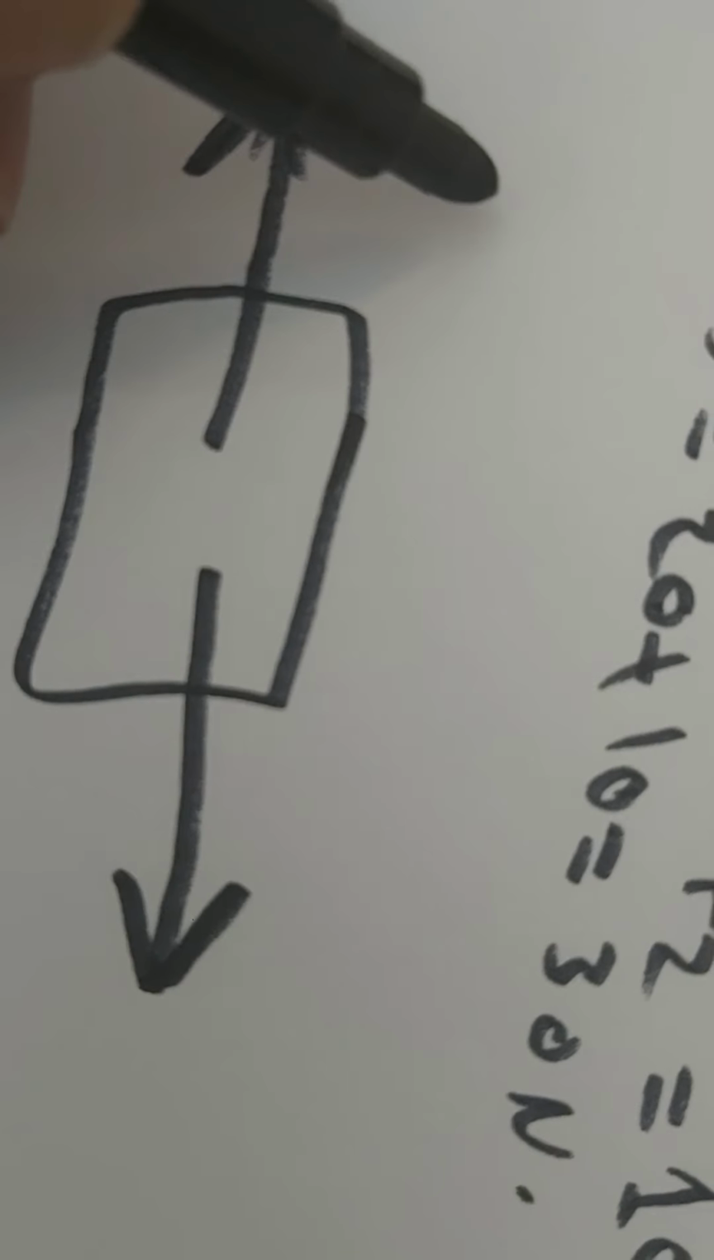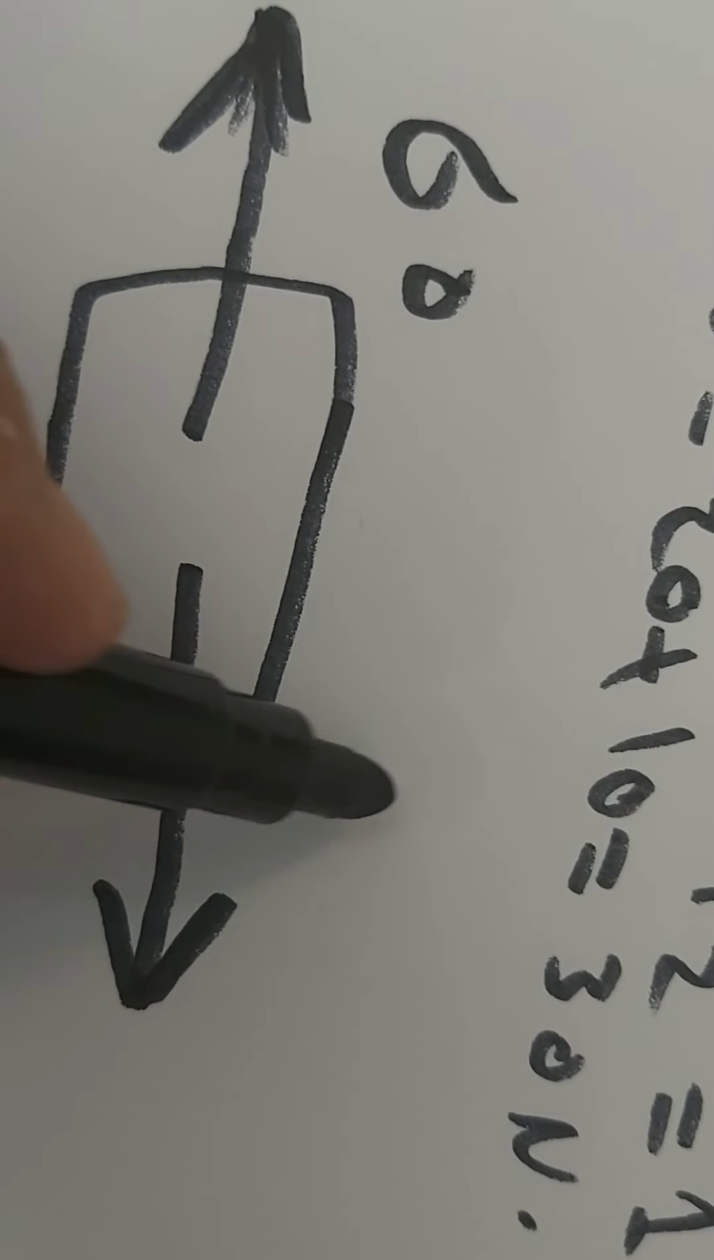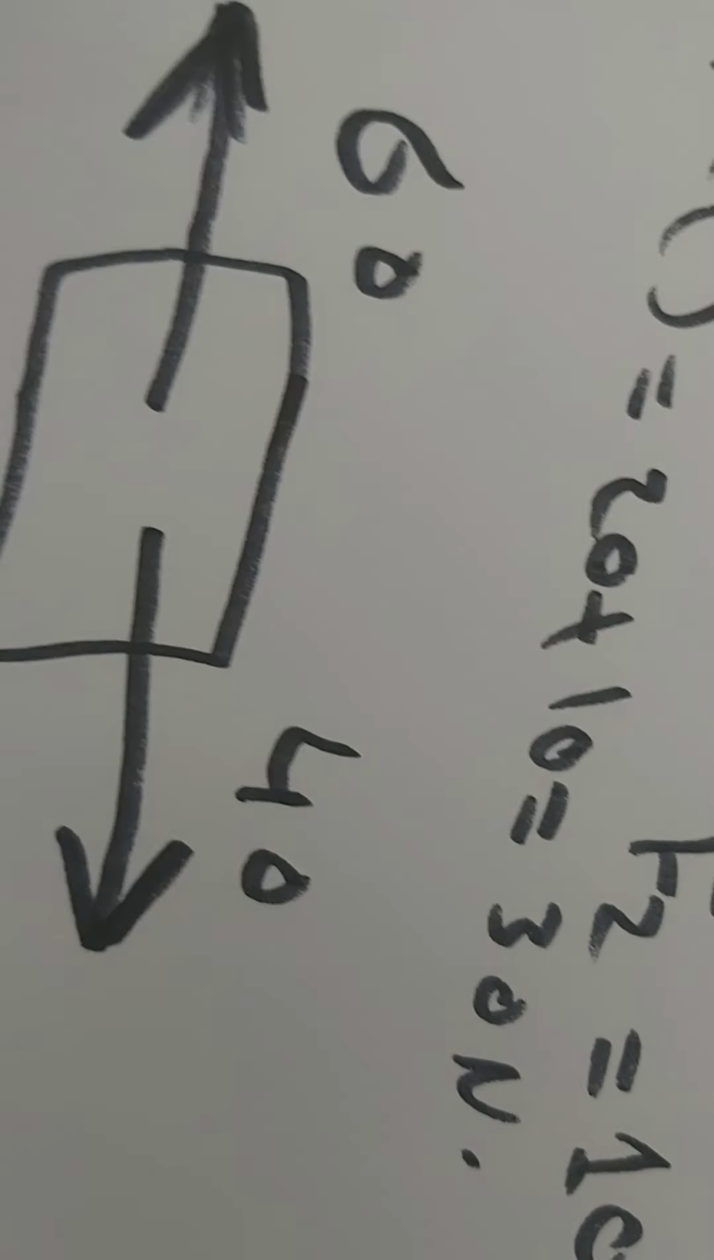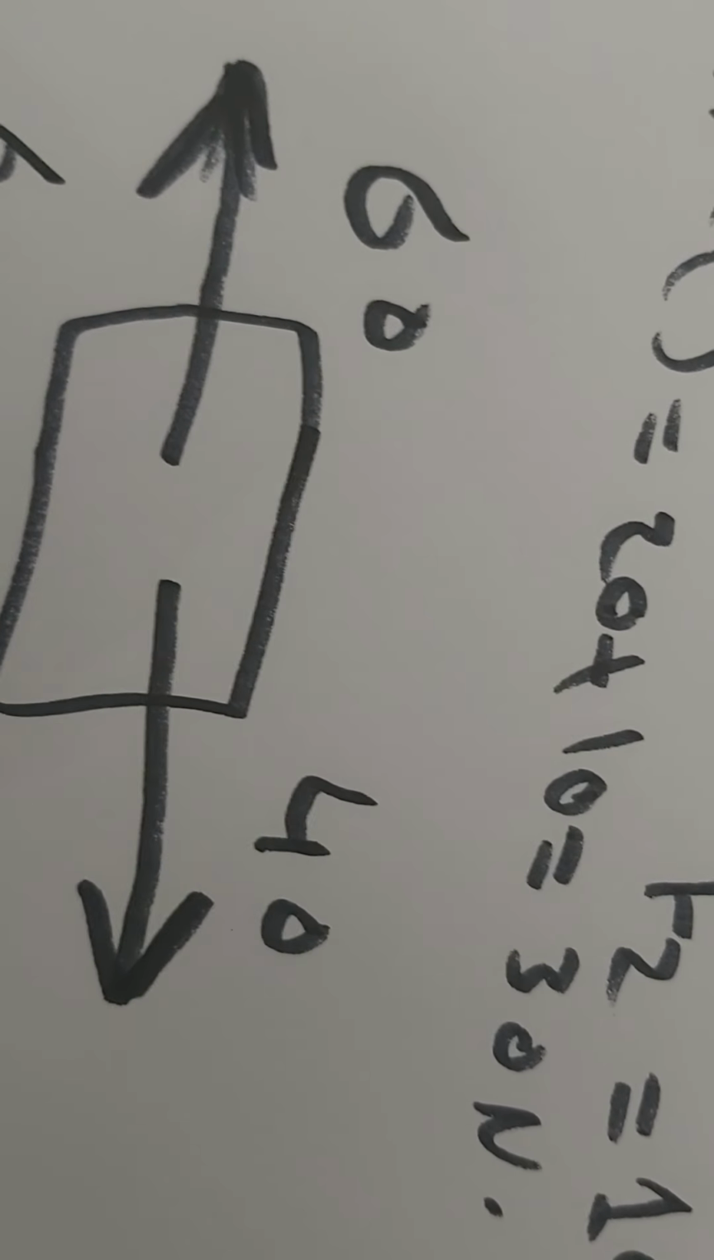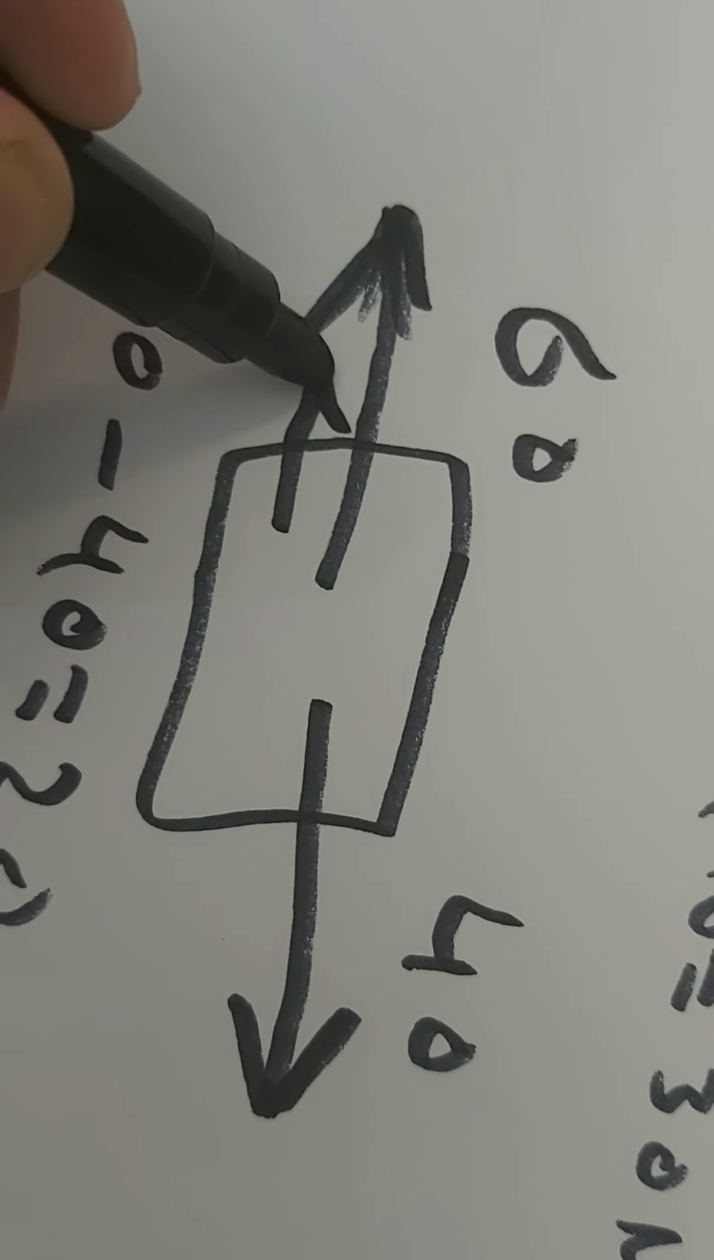For example, this and this. Like this, easy. For example, if this is 60 and this is 40 Newton, here 60 minus 40 equals 20. Here, like this, this is F net. And here F net, we'll draw it like this. This is F net. And here F net.